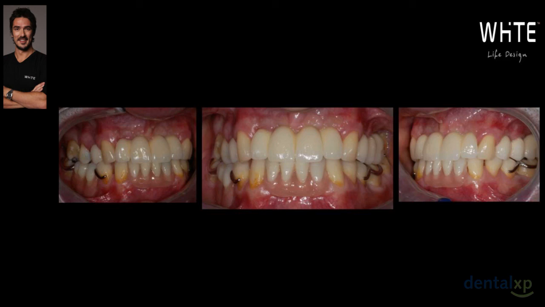Pink ceramics doesn't mean you've had failure. It means you've actually diagnosed your patient correctly and factored that into the treatment planning before you even start, based on biotype thickness.